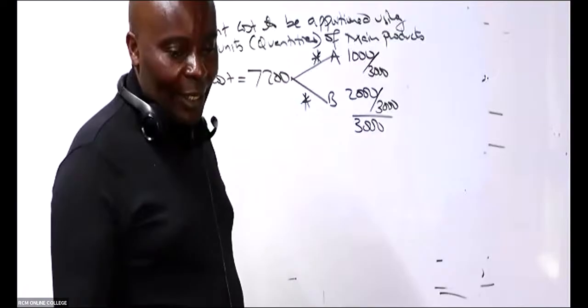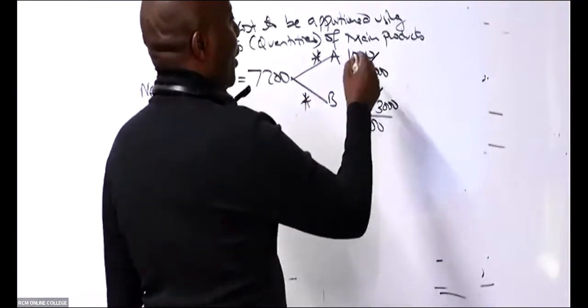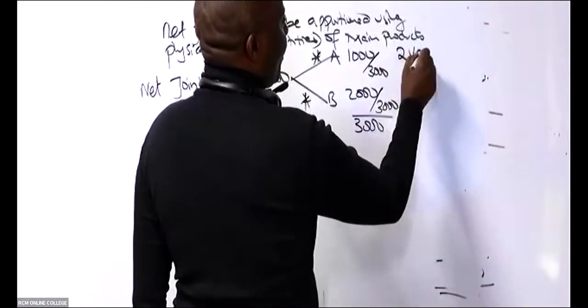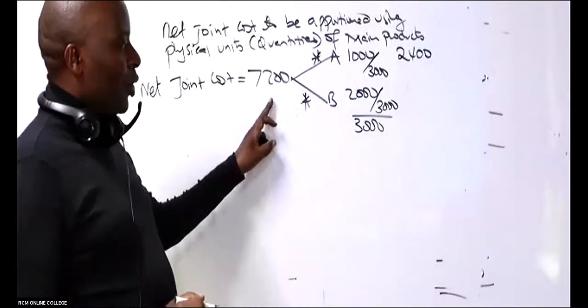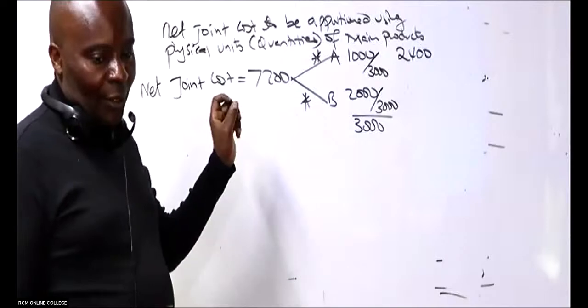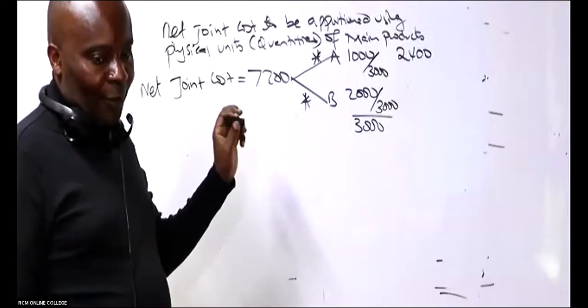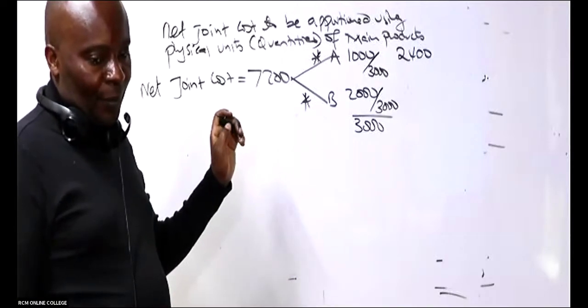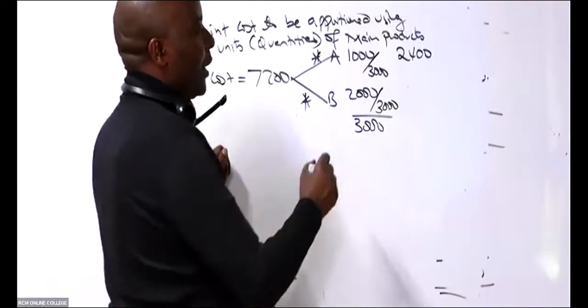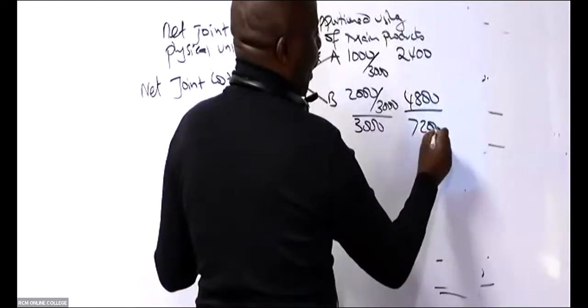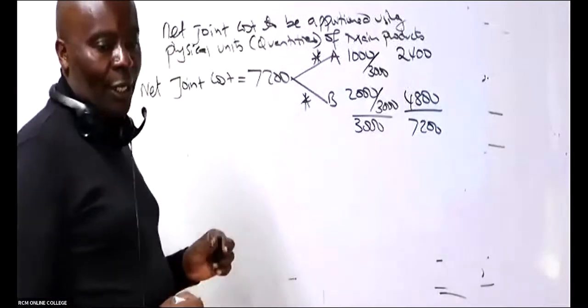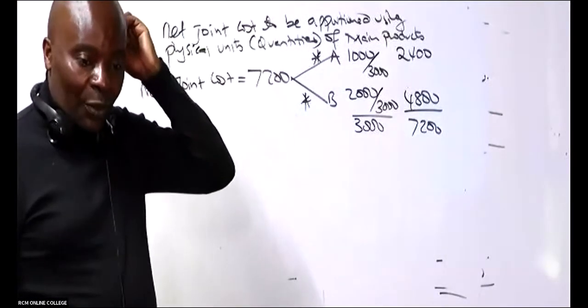I'm being told that the first one is 2,400. Is that okay? How about 7,200 times 2 over 3? That is 4,800. If you add the two, of course, you'll end up getting 7,200.